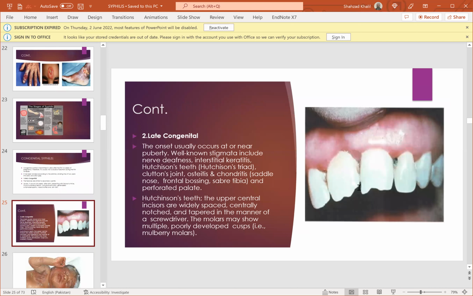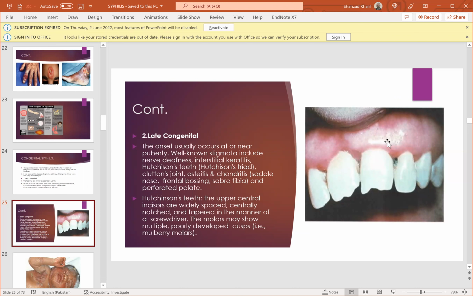Late congenital syphilis. The onset usually occurs at or near puberty. Well-known stigmata include nerve deafness, interstitial keratitis, and Hutchinson teeth. Because it is called Hutchinson triad, all three features are included. Eighth nerve deafness is present, interstitial keratitis, and Hutchinson teeth. Then Clutton's joints, osteitis, and chondritis, which lead to saddle nose, frontal bossing, and saber tibia, and perforated palate.